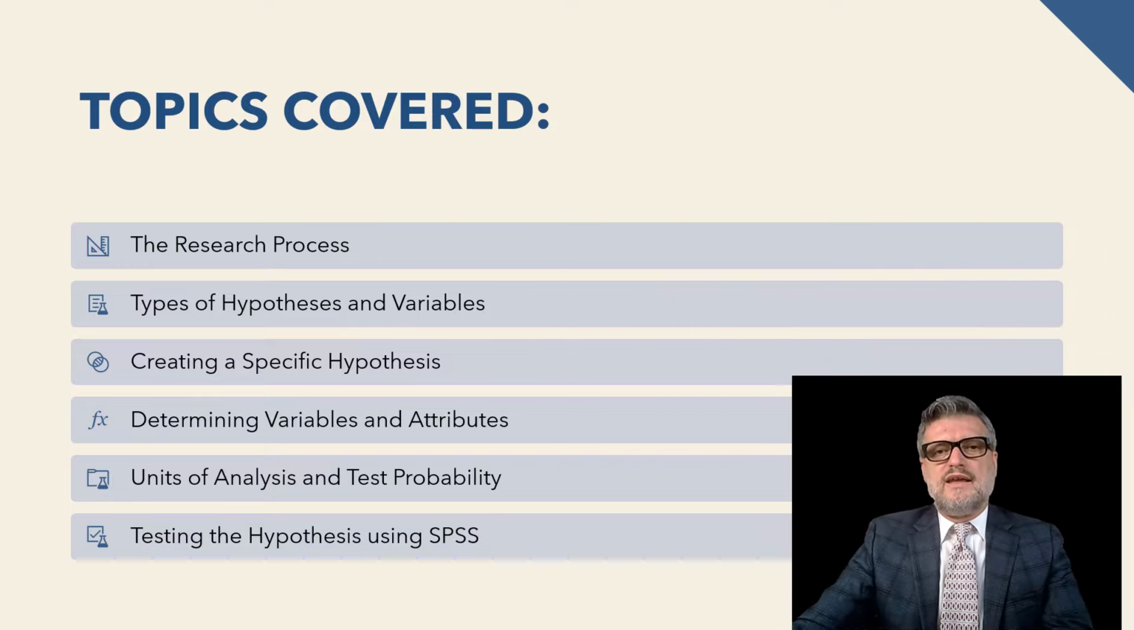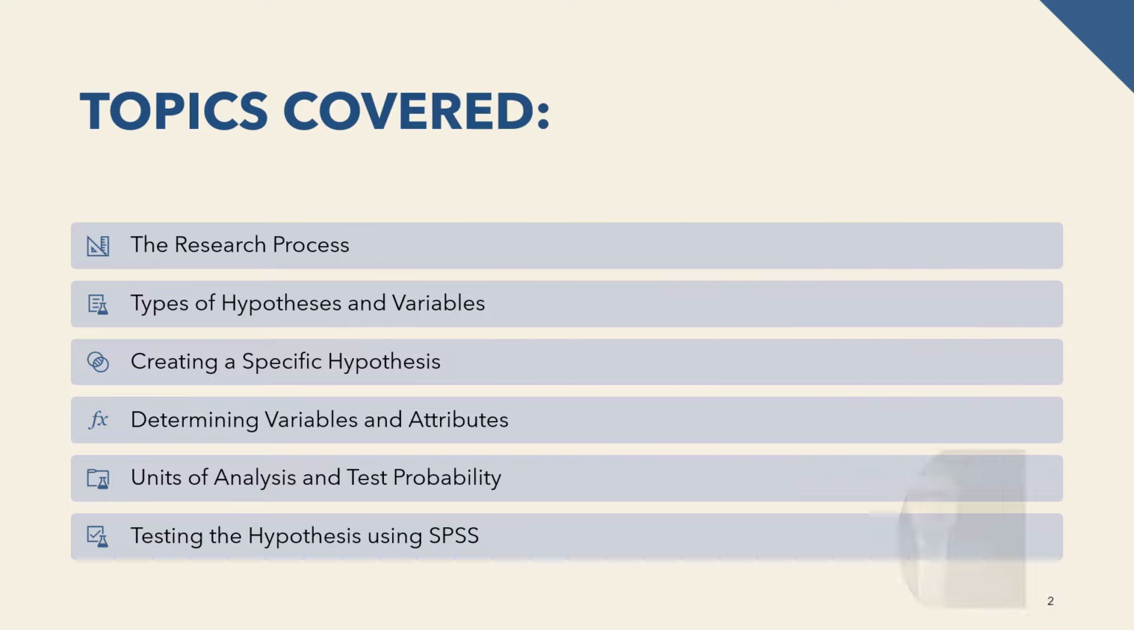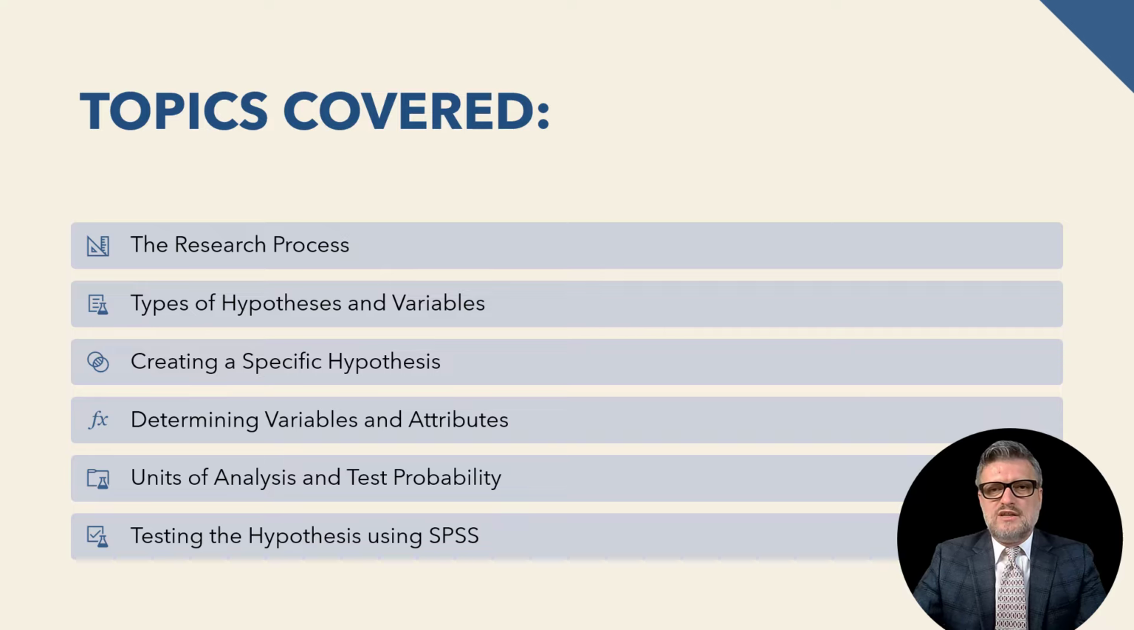How do we start and end a research process? What types of hypotheses you need to pose when testing a claim? We'll cover the variables and attributes of variables in our hypotheses. We'll create a fictional hypothesis of a relationship between crime and immigration.